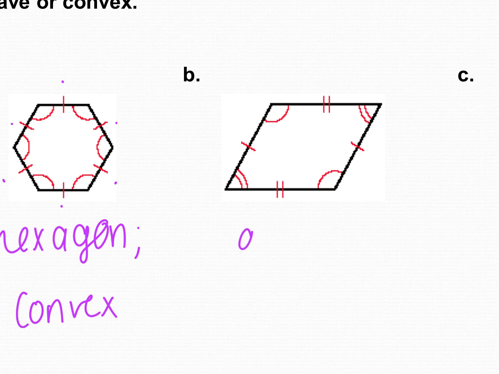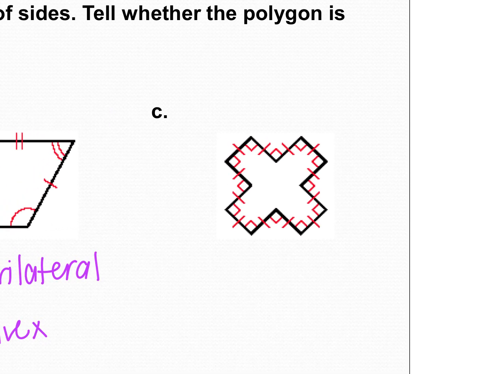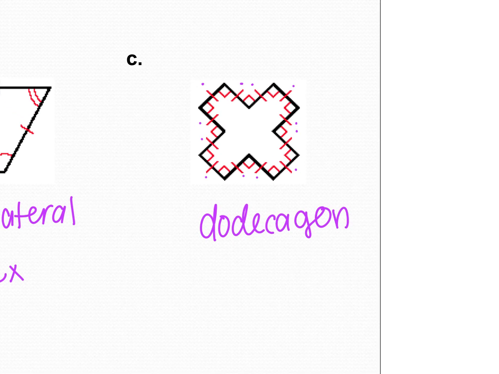Looking at B, what would this shape be called? Good, quadrilateral. Concave or convex? Good. And looking at the last one, how many sides are there? Okay, good. You got to count carefully. 1, 2, 3, 4, 5, 6, 7, 8, 9, 10, 11, 12. So what is this called? A dodecagon. Okay, don't forget that do.